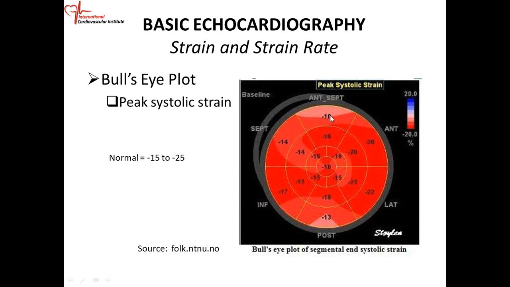So if you can accurately identify the segment, this is your basal anterior wall. And then 14 is a little bit abnormal, so it's a little lighter shade of red. And so 17 is probably borderline, 18 is not bad, 22 is normal, 20 is normal, 20. So you can accurately identify the segments by looking at the peak systolic strain, and it's also color coded for you. Lighter shades of red means that the muscle is abnormal.